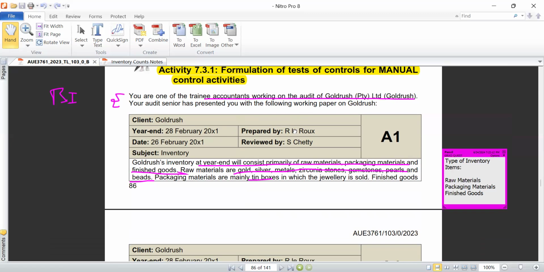And who prepared it? It's R. Leroux. And on the 26th, that's when it was reviewed by Miss S. Chetty. What was the subject? It had to do with inventory. And this is just the working paper reference number.